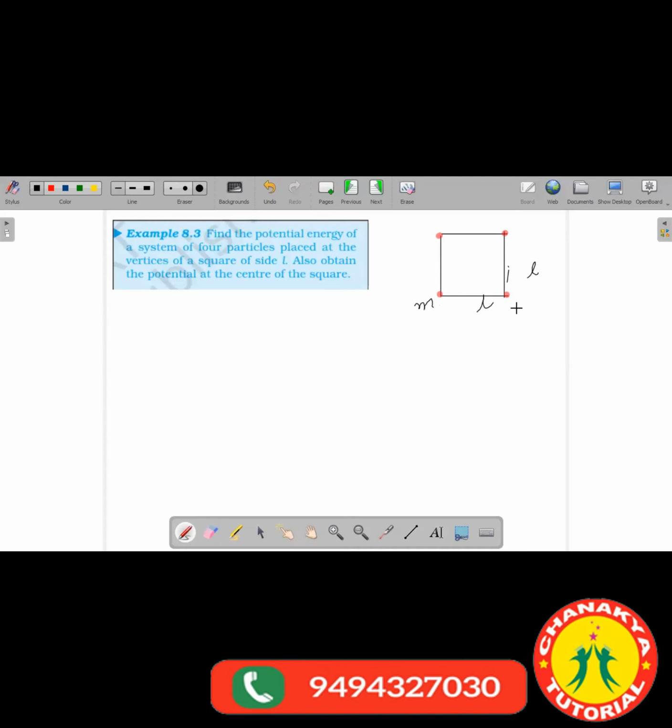This is your mass M. This is also mass M. Okay, so any idea how we can find out the potential energy of this system?